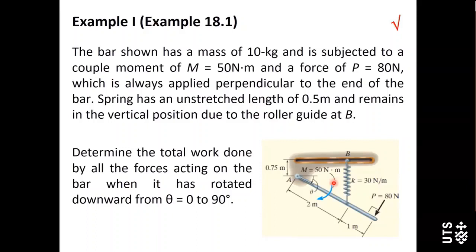Acting on this bar, there is a couple moment. This couple moment is 50 Newton meter. At the end of this bar, there is an external force P, which is 80 Newton. This bar connects to a spring at this point. From this point to point A, it's 2 meters. To the end point, it's 1 meter.